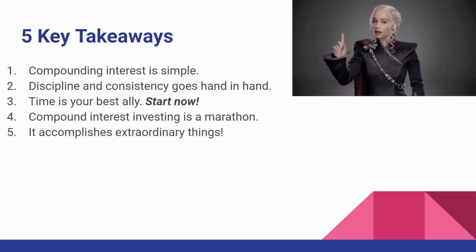And then of course, number 5, it accomplishes extraordinary things. That is true. Warren Buffett is one example of that. He invested in companies that he believed will thrive and survive, not really for a couple of years, but for a very long time, for a number of years. So yeah, he used compounding interest to be where he is now.